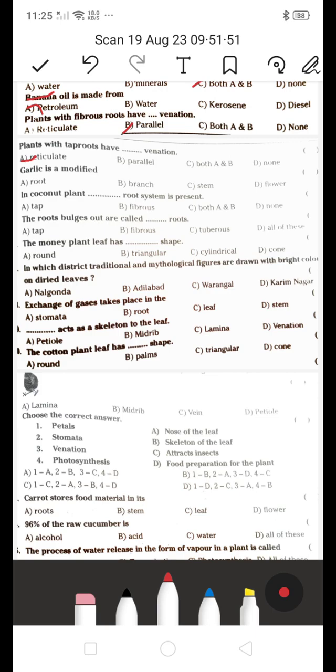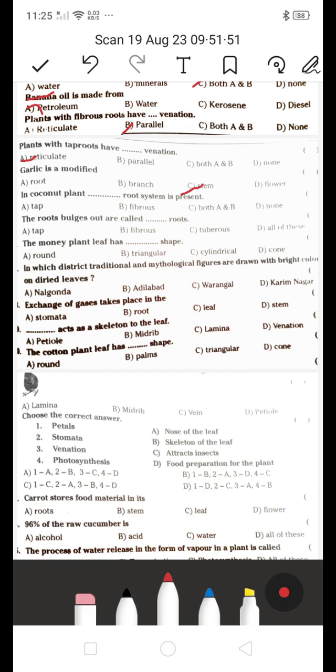And these taproot examples are like carrot or rose. Those are the examples of a taproot. Garlic is modified from, is it root, branch, stem, or flower? Its answer is that garlic is modified from a stem. C is the right answer.